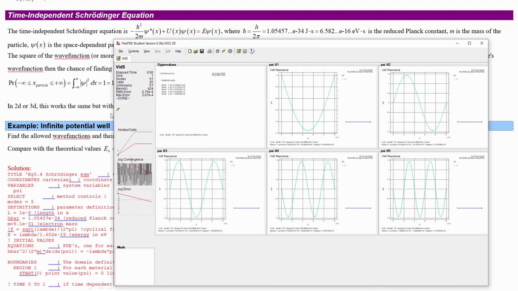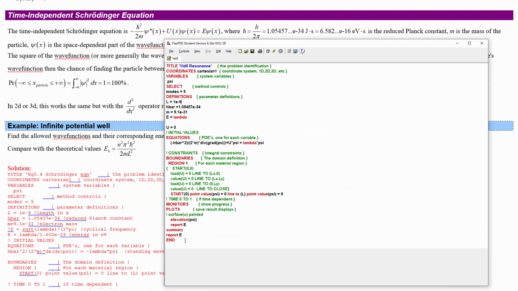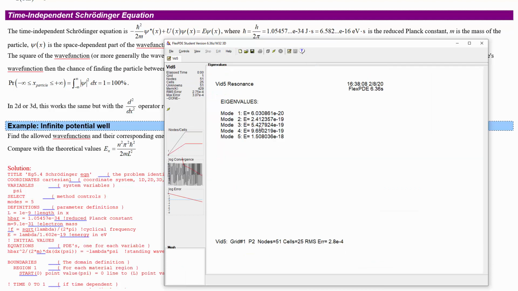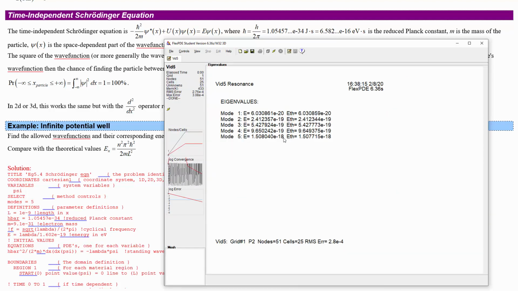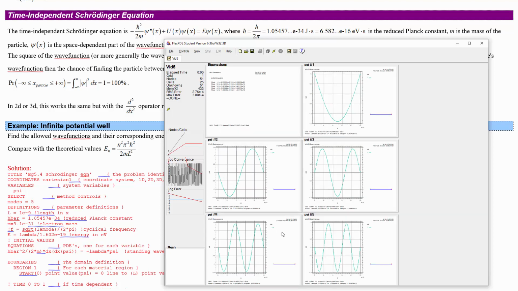Okay, so we've got some energies. We've got 5 different modes there. What we'd like to do is compare this with the theoretical energy. So maybe we'll make E theory, and this is equal to n squared, and that's the mode number. So we'll go mode squared times pi squared h bar squared over 2 times m times L squared. And this, we need to report it, of course. So let's report not just E, report E theory. All right, that looks pretty good. We've got some good agreement in what these energy levels of the allowed modes should be.